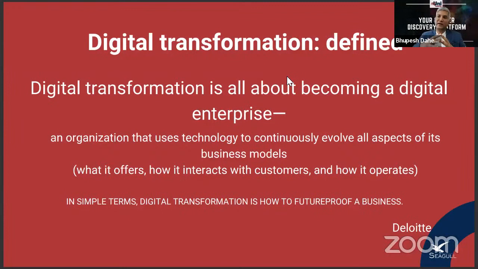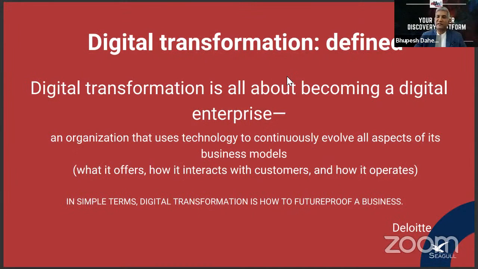Any organization which is becoming a digital enterprise will continuously evolve various aspects related to its business model. And I would further go beyond this definition which Deloitte has given, that it does not only stick to business model, it also impacts your vision, your business model, and your operating model, which is the heart of any organization's life, which actually helps to really add wings to your dreams. I will be talking about this in subsequent slides, right? So this actually covers what it offers, how it interacts with the customer, and how it operates, right? And in very simple terminology, digital transformation will give you a shield so that you can really foolproof your business.